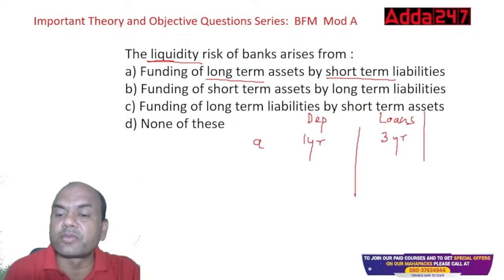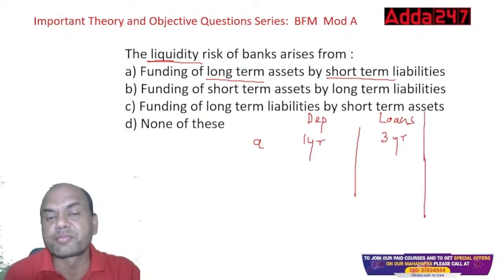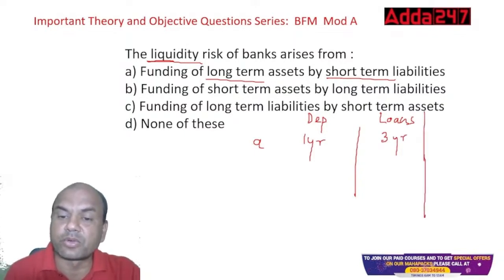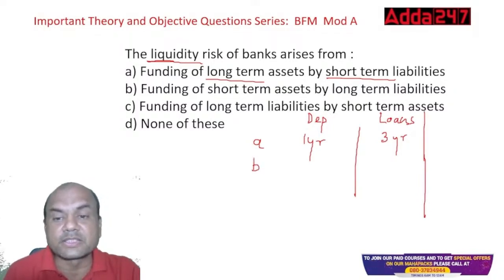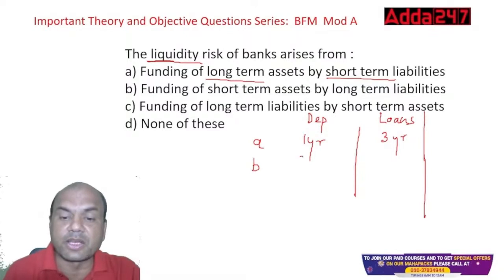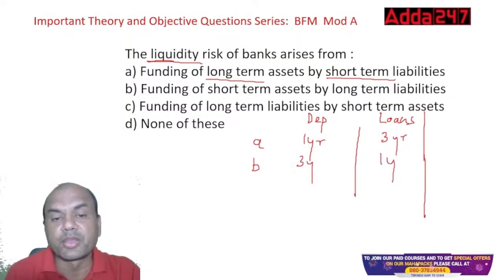Will this create a liquidity risk for me? Just type yes or no here. Let's see later. B: funding of short-term assets by long-term liabilities. So a deposit of 3 years and a loan of 1 year. Will it create a problem for me?